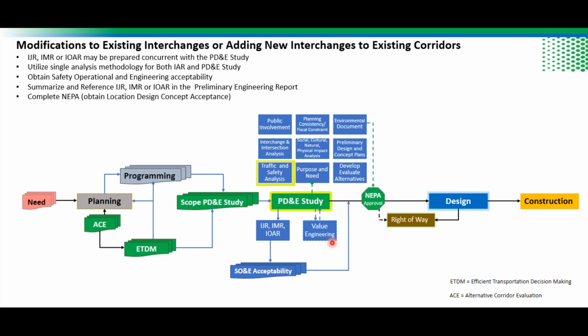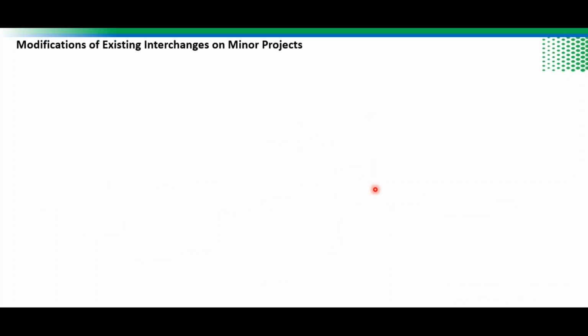After that, you complete NEPA, which means you obtain location and design concept acceptance. So we are here, and then you move on into applying for final approval from FHWA, and then move to design.